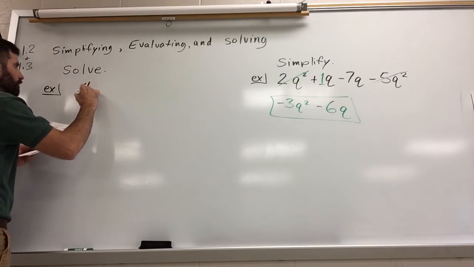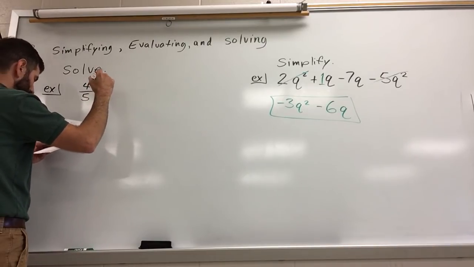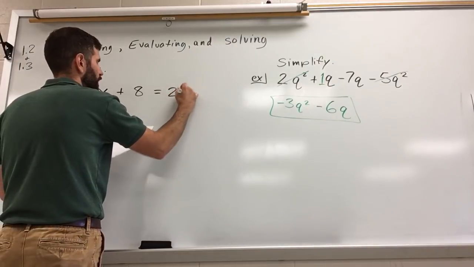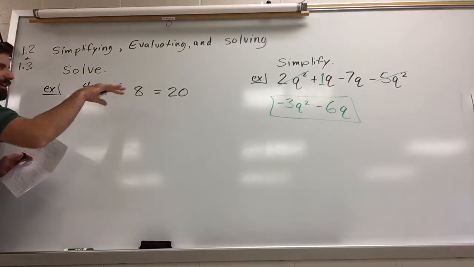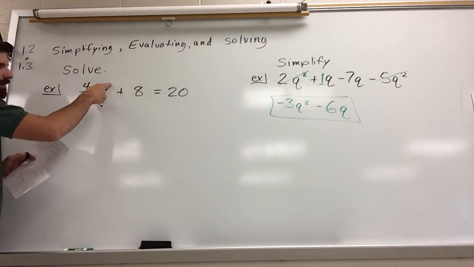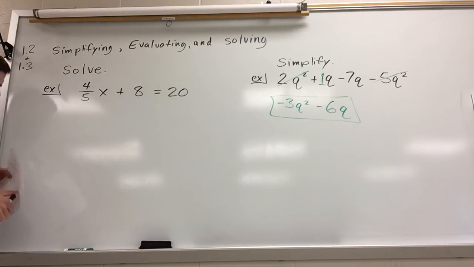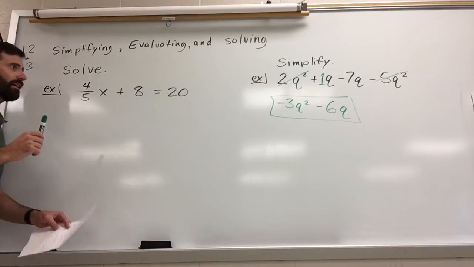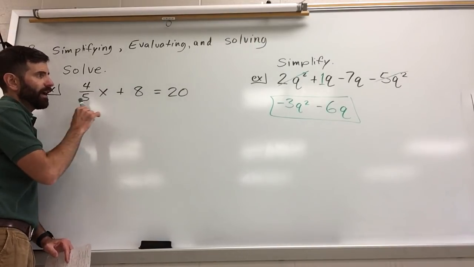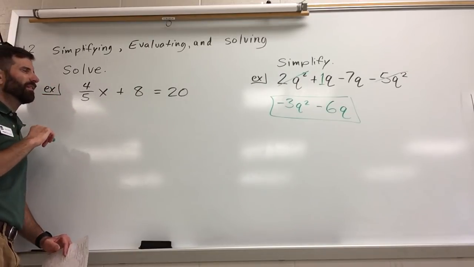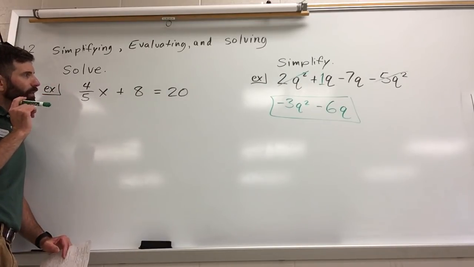And our equation is 4/5 x plus 8 equals 20. Now this is a linear equation because it's got a degree of 1. It's linear, not a quadratic. And to solve this, we approach it differently. Oftentimes you can simplify within a solving problem, but these are not like terms, so we can't really simplify it. But we can solve it.